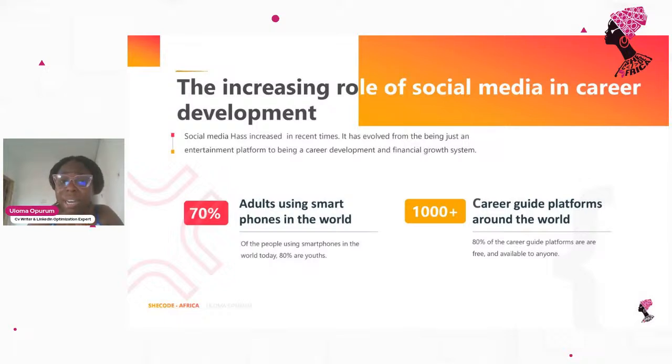There is absolutely nothing that you cannot do on social media. For the purpose of this class, we're talking about LinkedIn.